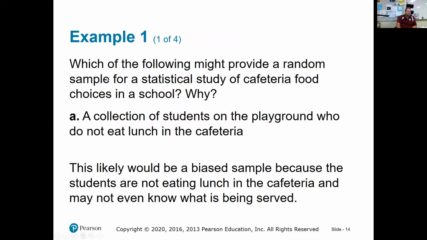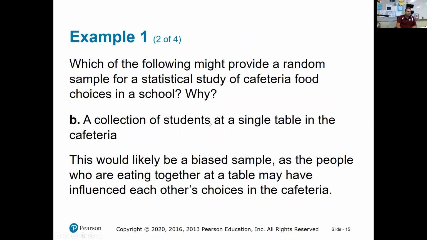Now, let's look at this one. It says, which of the following might provide a random sample of statistical study for cafeteria food choices in a school? Okay, and why? So there's a collection of students on a playground who do not eat lunch in the cafeteria. Okay, so you're going to study the cafeteria food, but you're only going to talk to people that don't eat in the cafeteria. That would be biased. Shouldn't you? If you're going to ask about the food, they should have tasted the food, right?